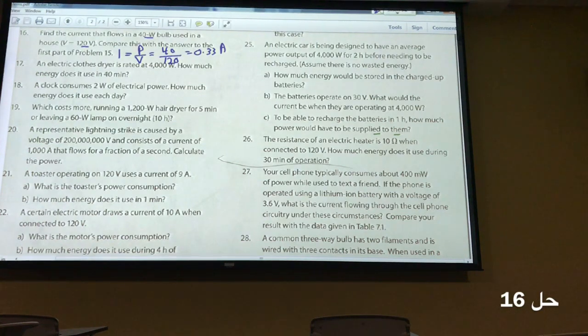Next, a question like this, a short one, straightforward. A clock consumes 2 watt of electrical power. How much energy does it use each day?